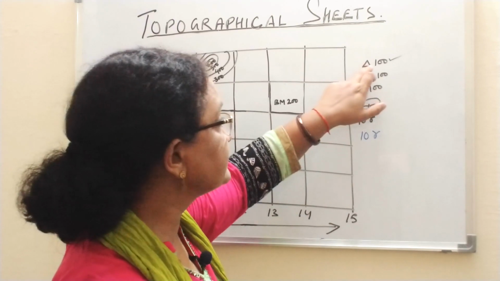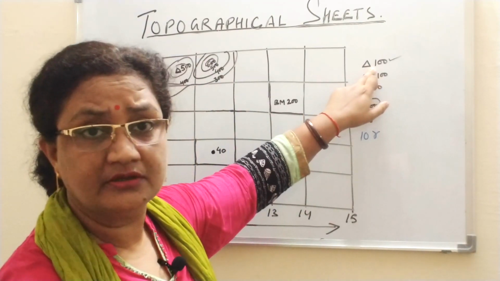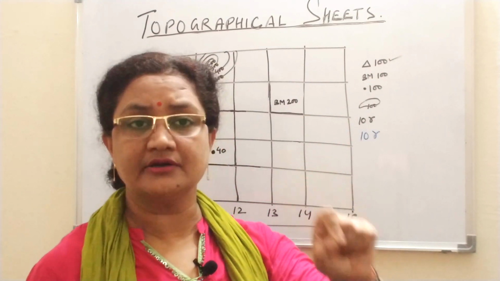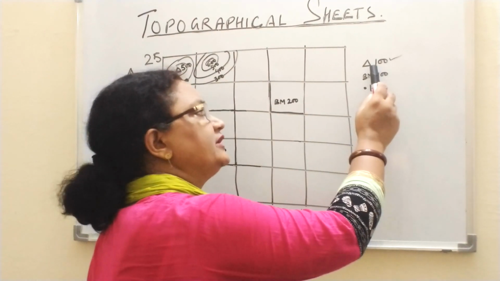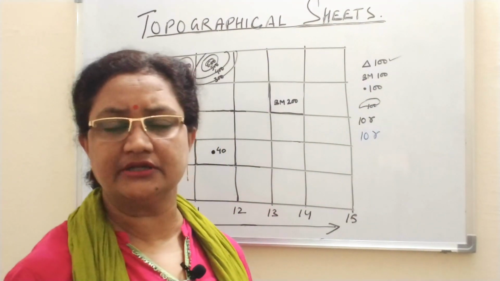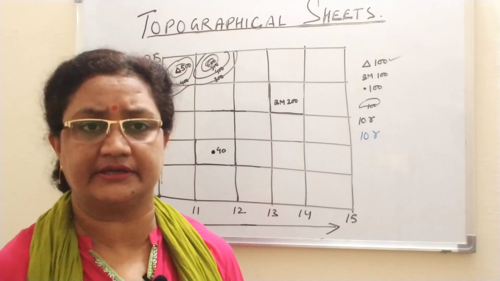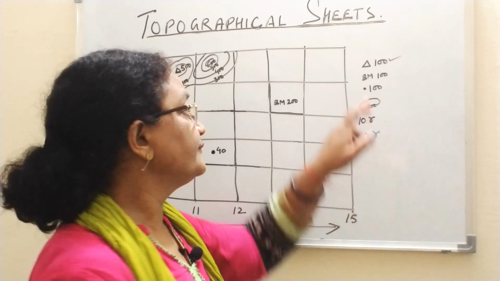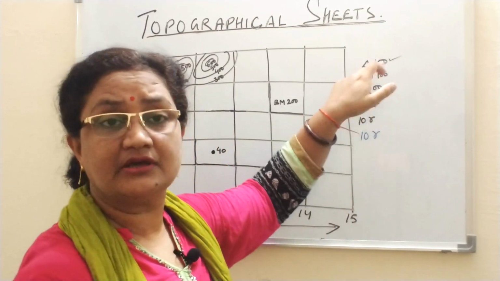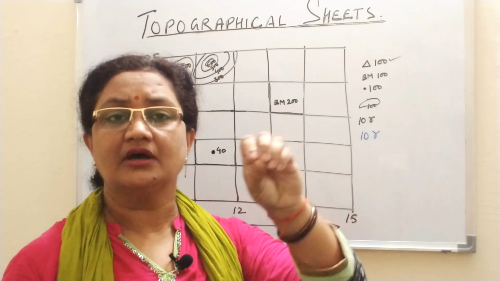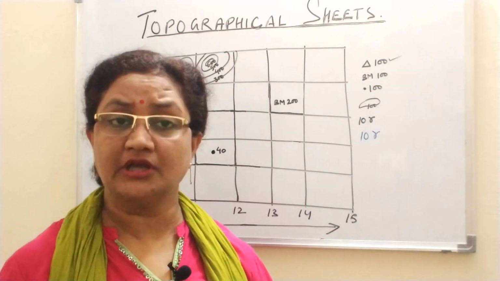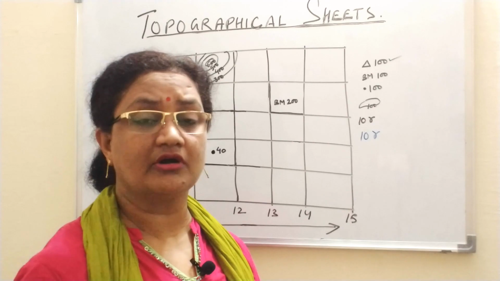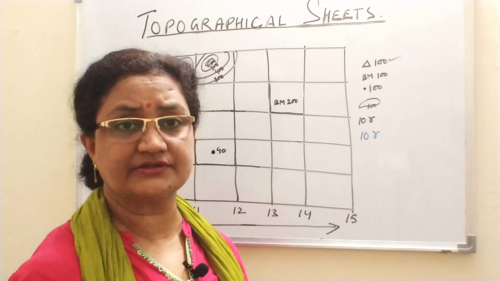So when this symbol is shown, what does this mean? It means it is a triangulated height of 100 meters. You can see here, whatever number it may be, 100, 200, 300, 150, 180, whatever it is. What does this mean? It means this is a triangulated height of 100 meters above the mean sea level. Now this is the first method to show the height or altitude of any particular place.